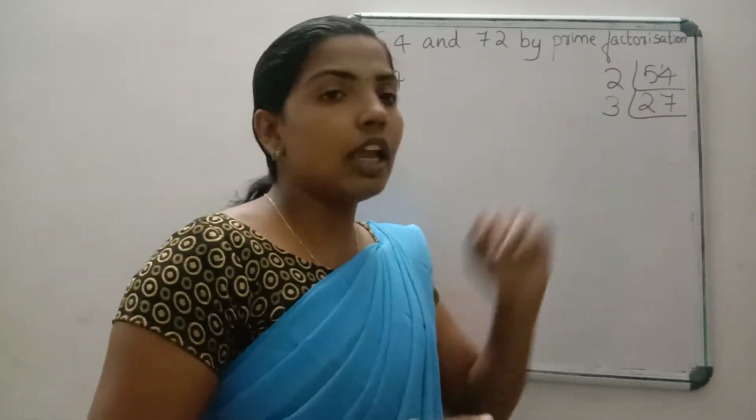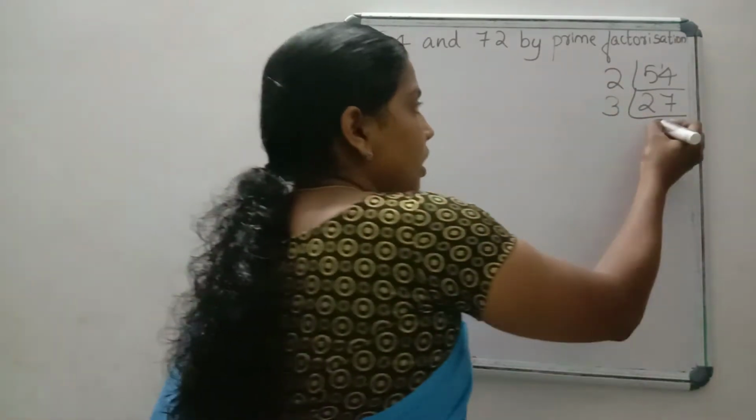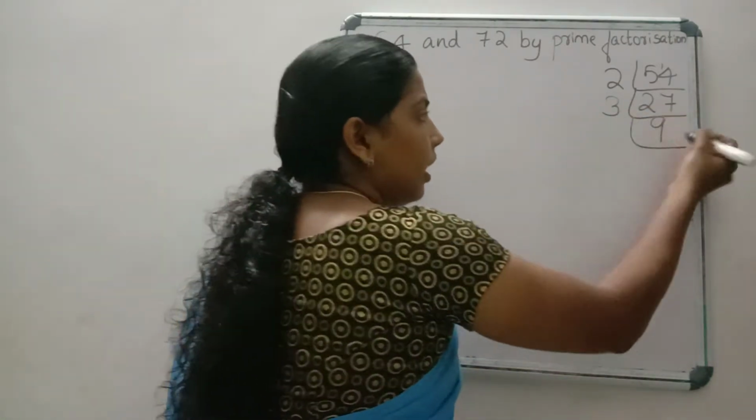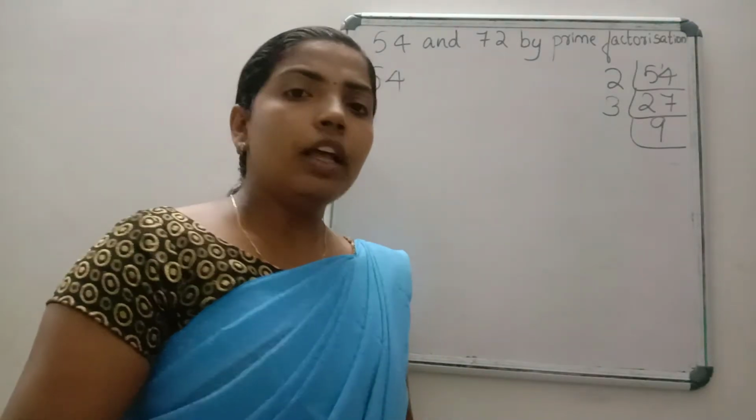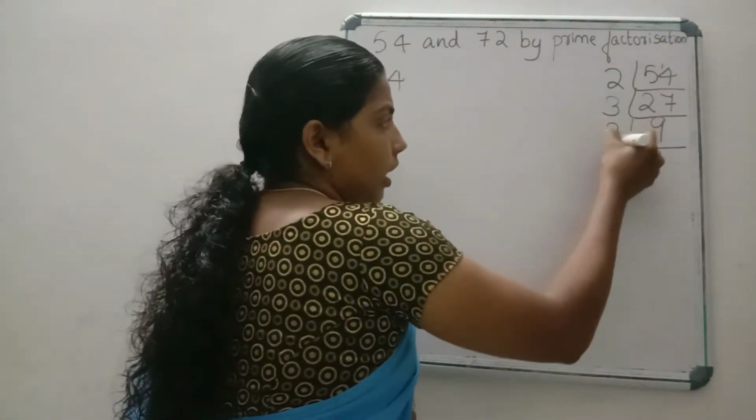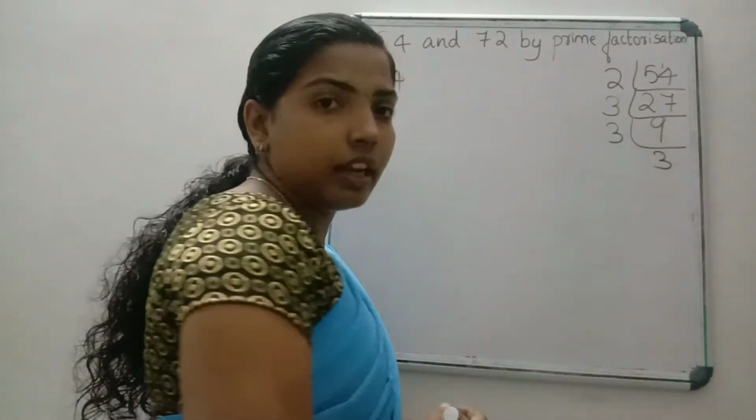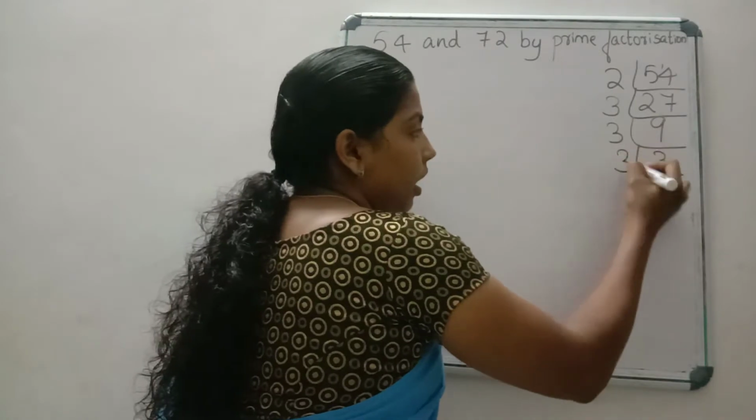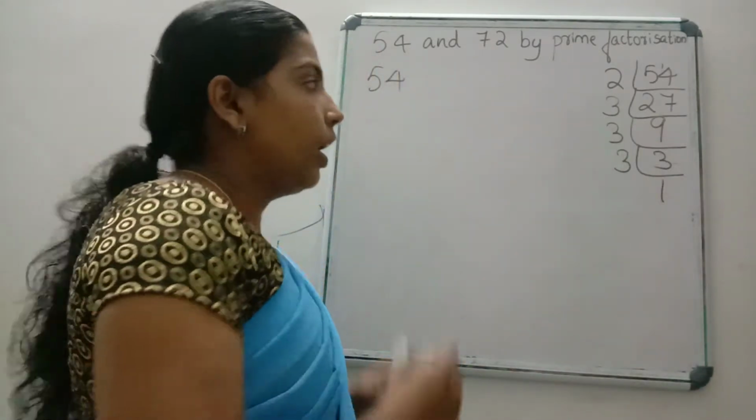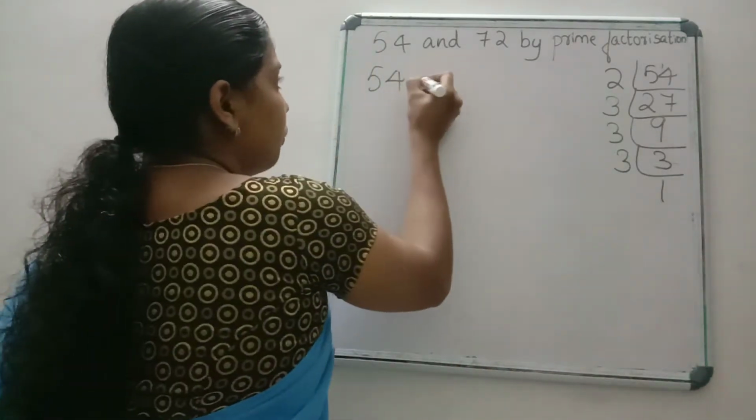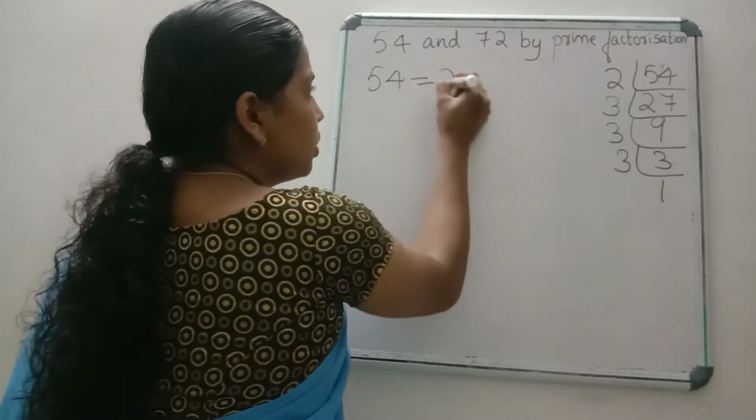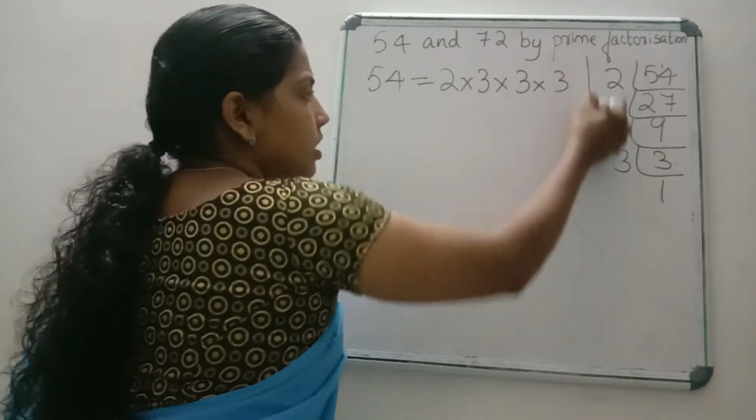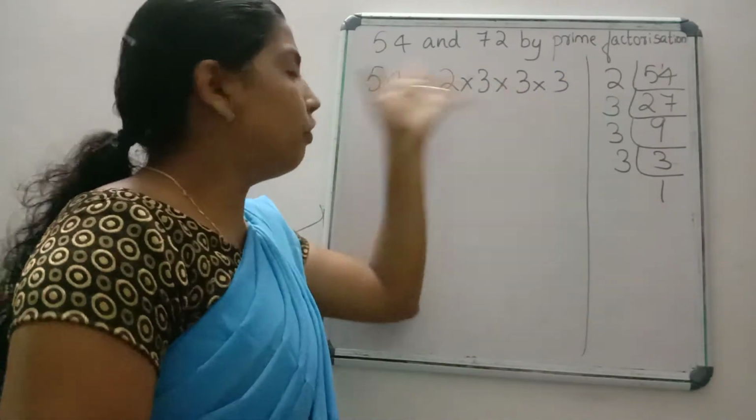In 27, 3 how many times? 9 times. 9 3s are 27. Again 9 can be divided with which number? 3 itself. 9 by 3, how many times? 3 3s are 9. Again this 3 can be divided by 3 itself, and 3 in 3 is one time. Okay. Now which are the prime factors? So 54 can be written as 2 into 3 into 3 into 3. These are the prime factors of 54.